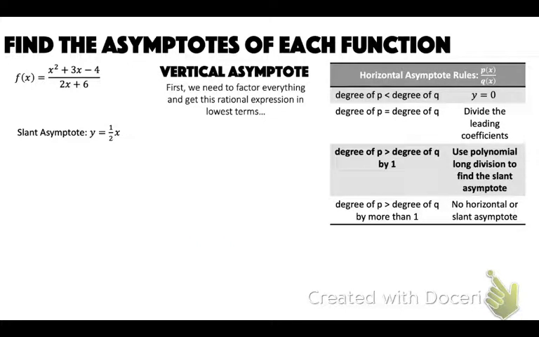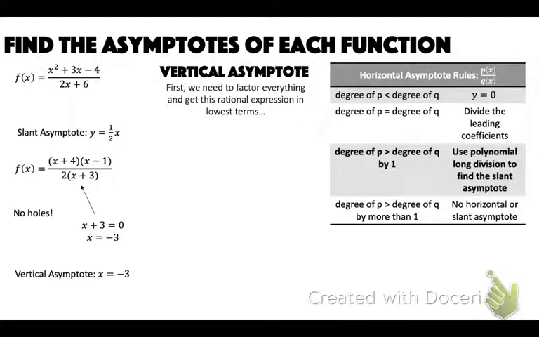Now we're going to find our vertical asymptote by factoring everything. So the top factors to x plus 4, x minus 1. Bottom factors to 2 times x plus 3. So there are no holes. And our vertical asymptote, we're going to set that equal to 0, and you get x equals negative 3. So the vertical asymptote is at x equals negative 3.